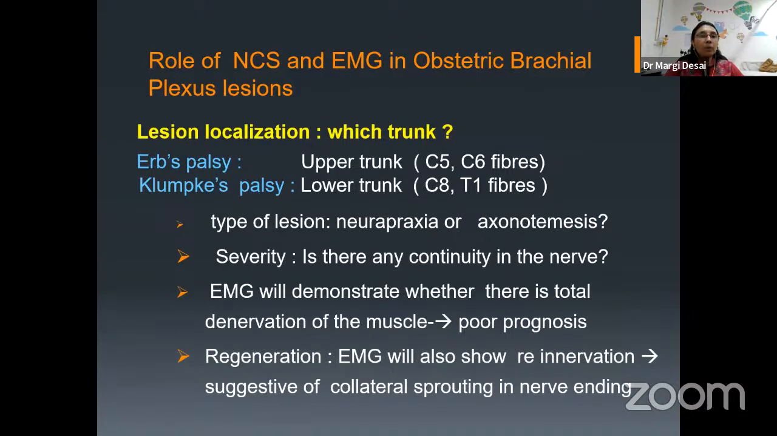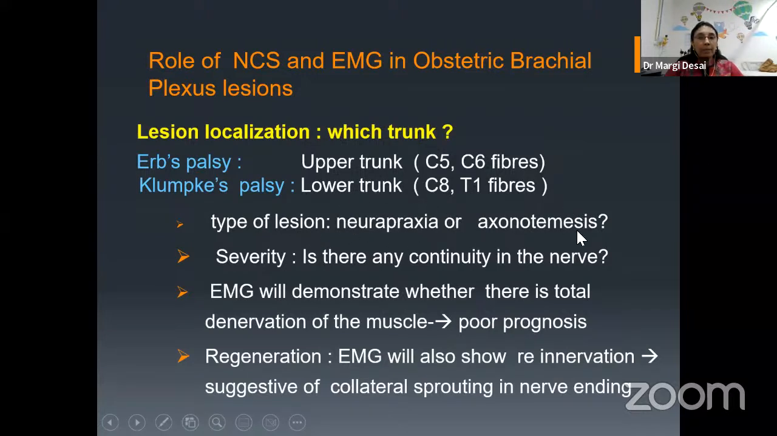Lastly, I will talk about the role of nerve conduction and EMG in obstetric brachial plexus lesion. So it first of all tells us where is the lesion. Is it in the upper trunk? Then it's known as Erb's palsy, or whether it is in the lower trunk. Then EMG tells us whether the lesion is just neurapraxia. Neurapraxia means there is just stretching and demyelination in the nerve.